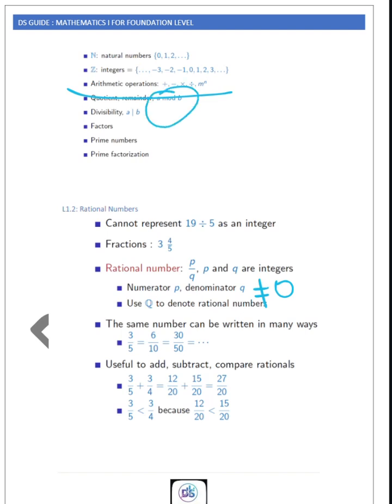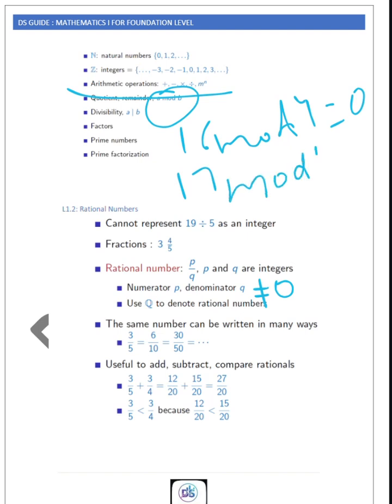Next, we have the modulus operator. It gives you the remainder. If I am saying that 16 modulus 4, that means my answer will be 0. If I say 17 modulus 4, it will give 1. So it basically gives the remainder.